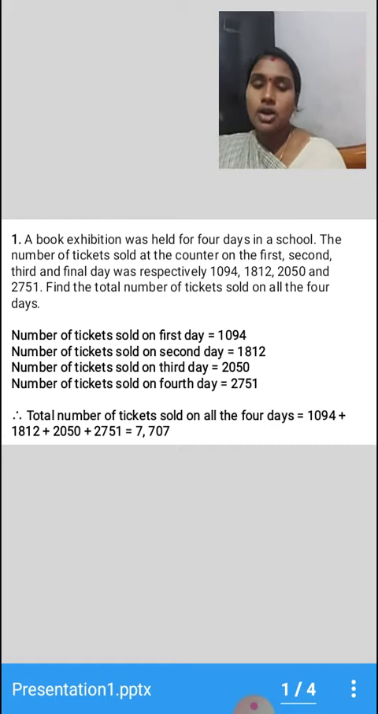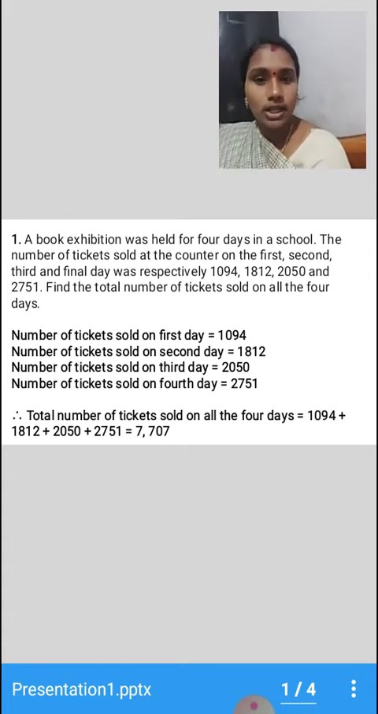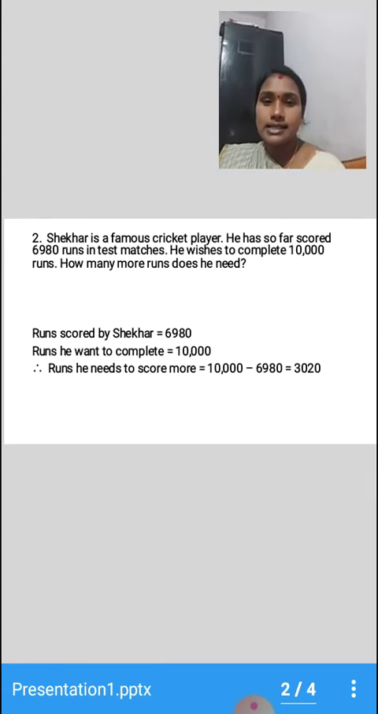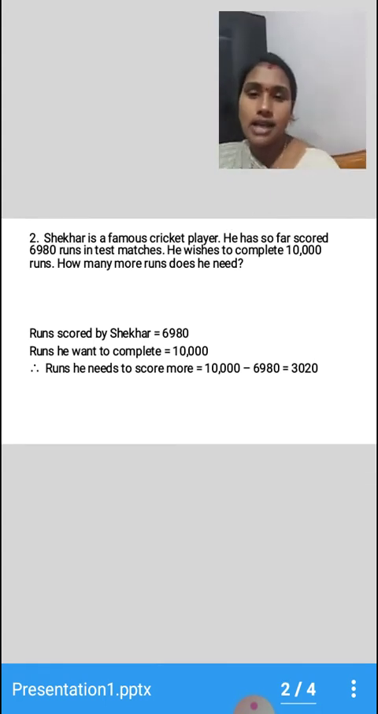Right? Only when you write the statements properly, you will get full marks. Otherwise, when you simply calculate and give out the answer, you will be getting only half marks. Okay, that is if it is for 5 marks, you will be getting only 2.5. Right? Okay, children. So in the second sum, let us see what is asked.